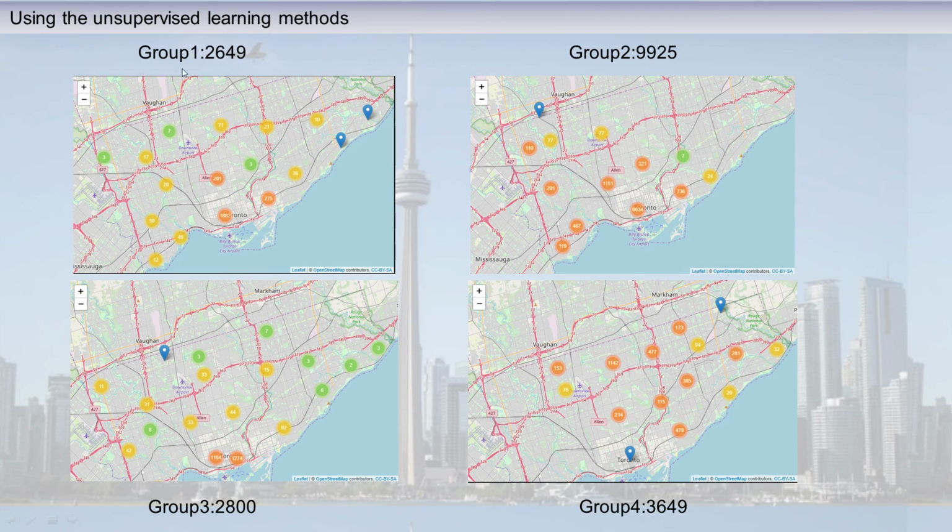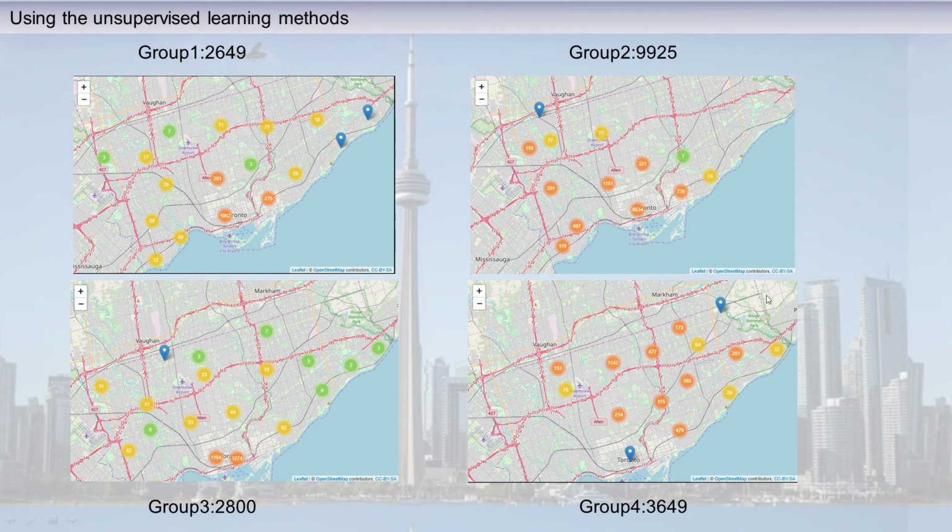This is every group's geographical distribution. Group 1 has about 2,600 listings. Group 2 has about 9,900 listing numbers. Group 3 has 2,800 listing numbers. Group 4 has 3,600 listing numbers.